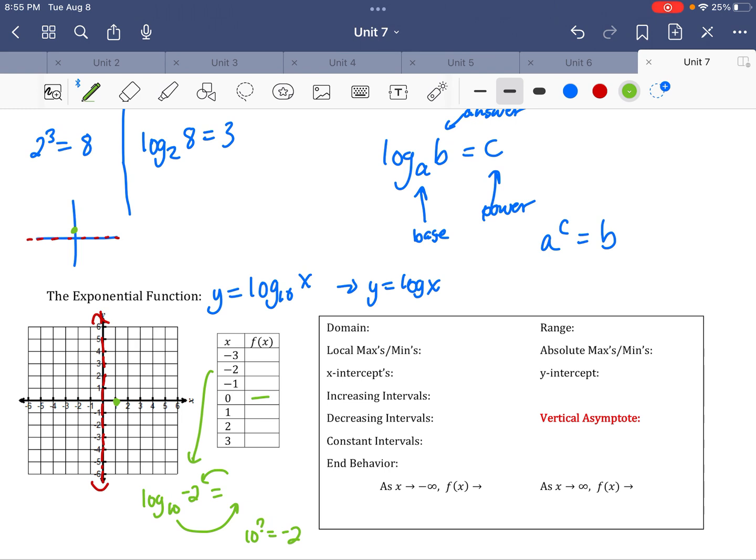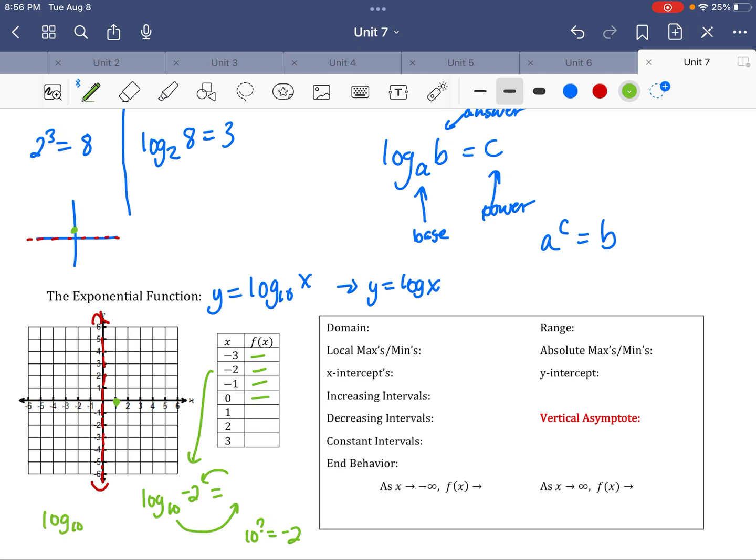Well, that's never going to happen. 10 to a positive power will make a really big positive number. 10 to a negative power is just going to turn into a fraction. There's no way I can turn this into a negative answer. So you are not allowed to use negatives. You can't take the log of a negative.